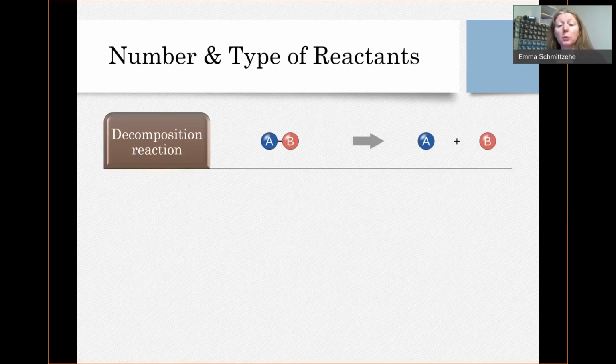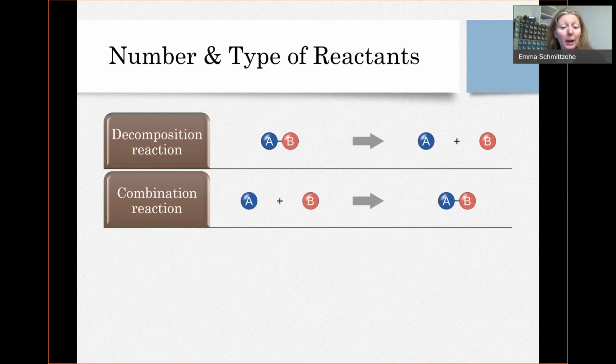Okay, you're starting with one reactant. The only thing that could possibly happen is that reactant breaks down. Now, how much it breaks down depends on the reactant. It may break down completely into the elements. It may break down just into different smaller compounds. So we'll talk about decomposition reactions a little bit more in another video.